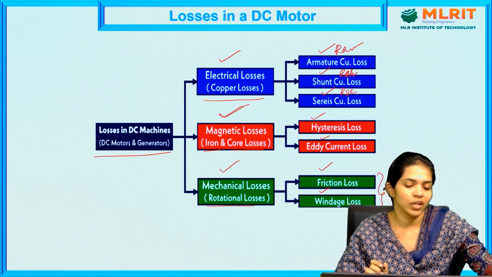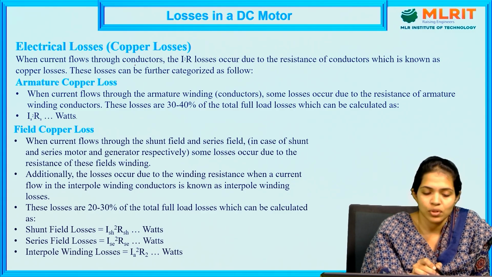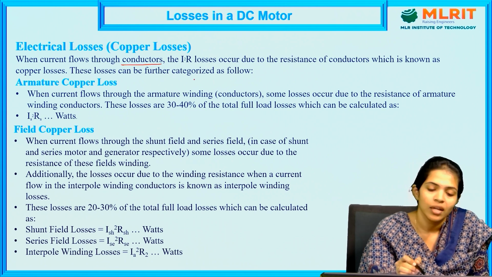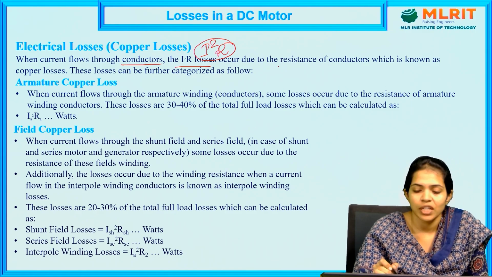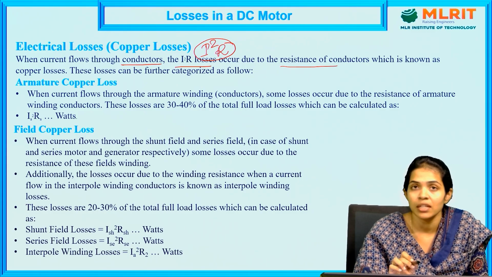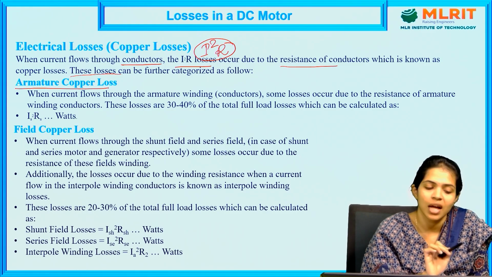Moving on first to the electrical losses, that is, the copper losses. When current flows through the conductors, whether it may be the shunt field winding, armature winding or the series field winding, due to the resistance of the conductors we get losses in terms of I square R. Whatever losses we get across these three windings in terms of I square R are called copper losses. These losses can be further classified, starting with armature copper loss.